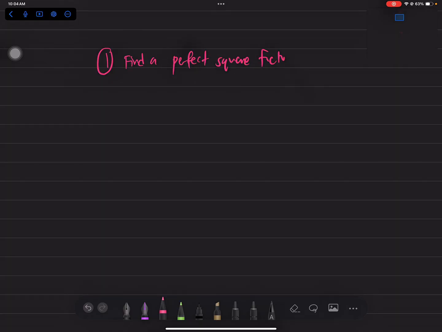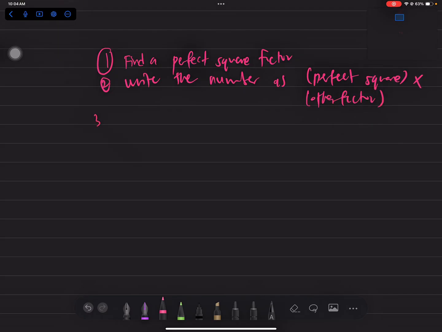Second, write the number as a perfect square multiplied by another factor. Third, take the square root of the perfect square out of the root. And fourth, leave any non-perfect-square factor inside the root.